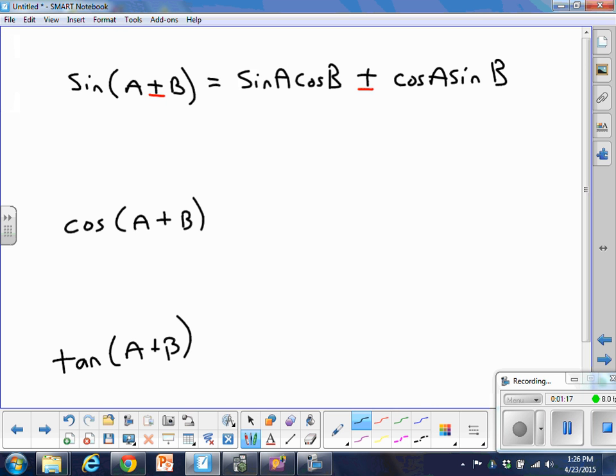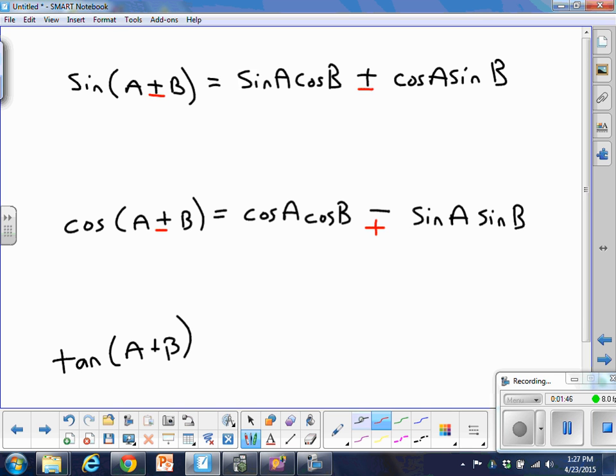Okay, for cosine of the sum of two angles, it's going to be a little different. It's cosine of the first, cosine of the second, and then it's the opposite sign: sine of the first, sine of the second. So the functions are the same, cosine goes with cosine and sine goes with sine, but the symbol, the addition or subtraction, is the opposite. And likewise, if this one's a minus, in the formula it would be a plus on the other side.